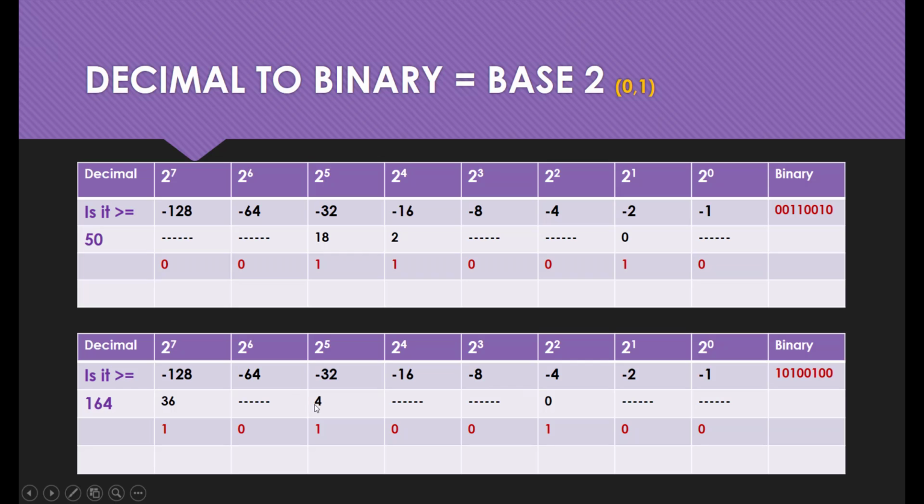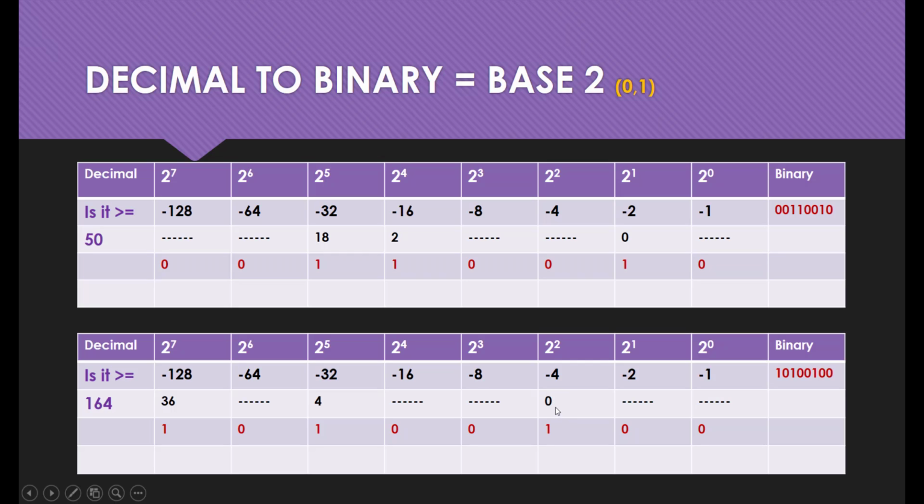So we say 4 again, is it greater or equals to the next column, which is 4? Yes, 4 is equals to 4. So what we do is we put 1, which is yes or true, and then we say 4 minus 4 will give us 0, which is the operation. So it gives us 0.